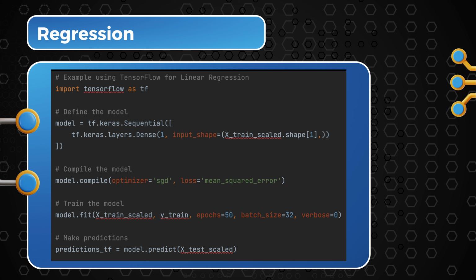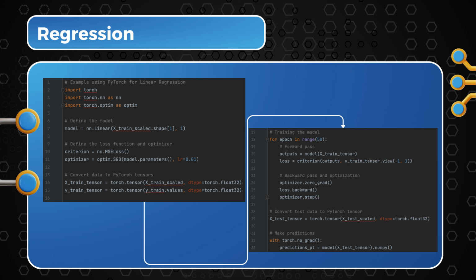Now, let's see a TensorFlow code for regression. In this code, we use TensorFlow to define a simple linear regression model. First, the model is compiled with a stochastic gradient descent optimizer and mean squared error loss. Then, the training is performed on the scaled training data for 50 epochs. Finally, predictions are made on the scaled test set.